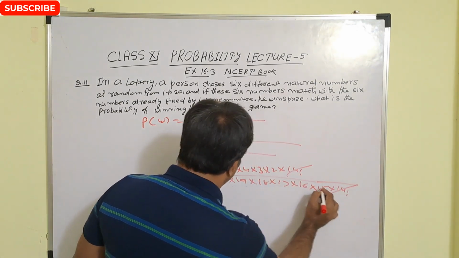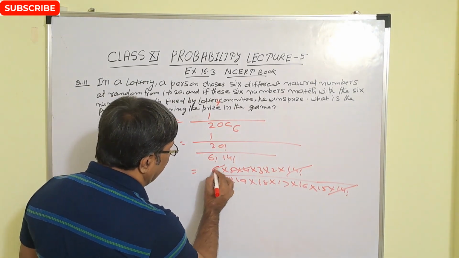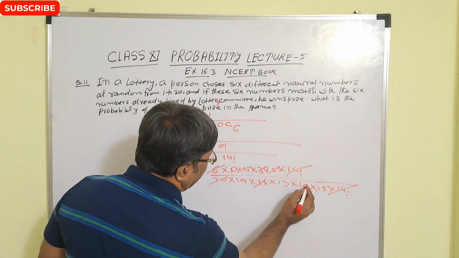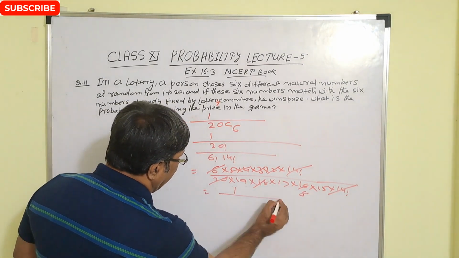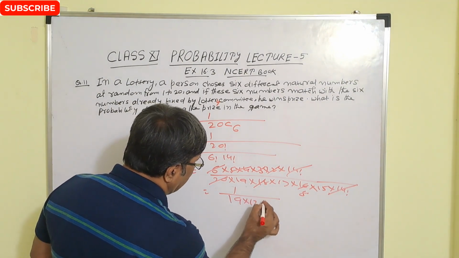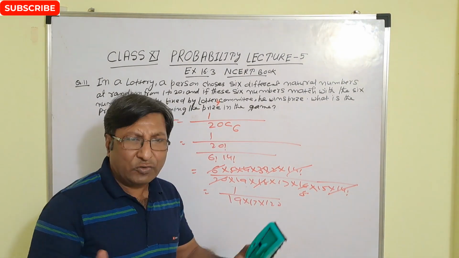So the 14 factorial cancels out. Here 5 times 4 cancels 20, 6 times 3 cancels 18, and 2 times 8 cancels 16. So our correct answer is 19 into 17 into 120.